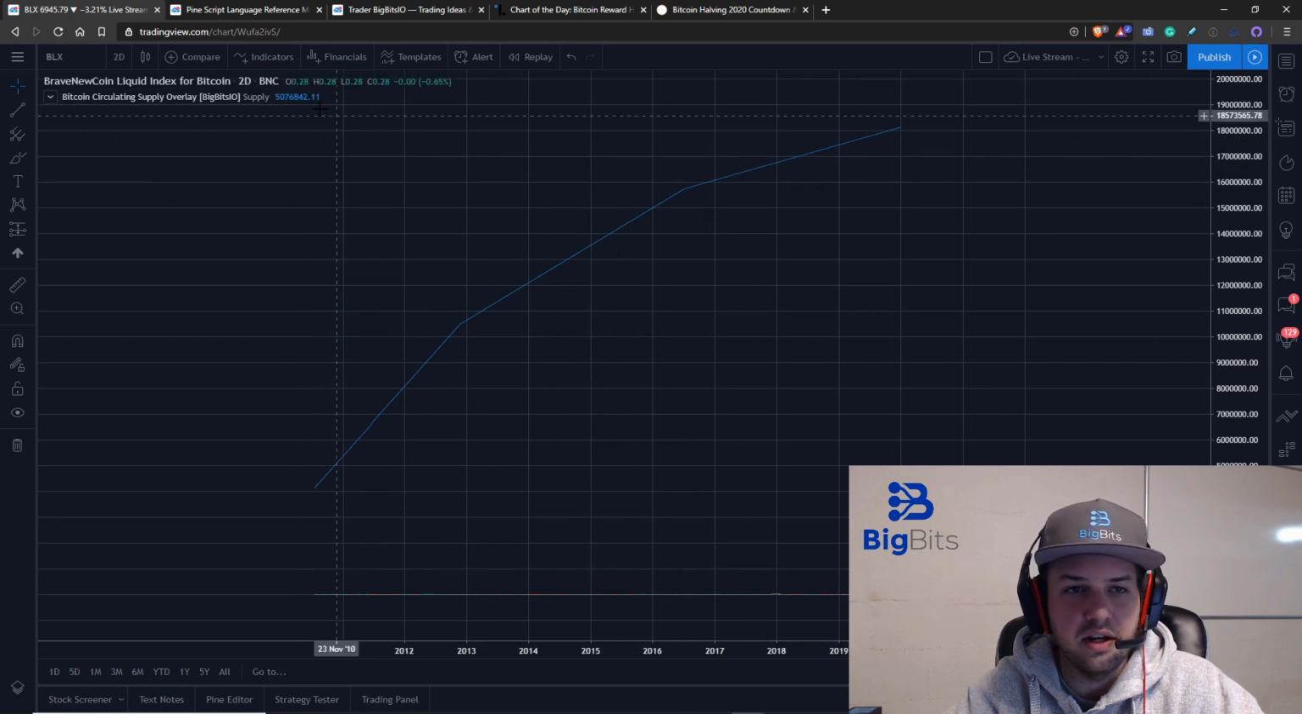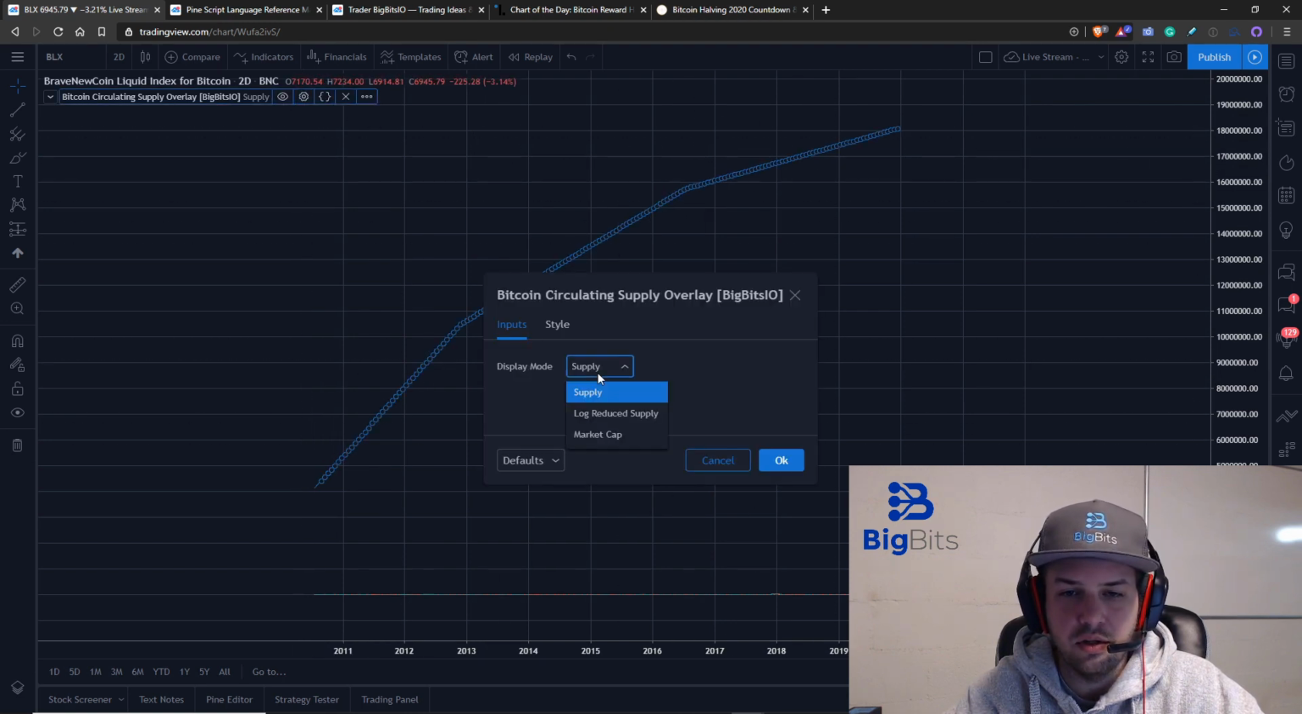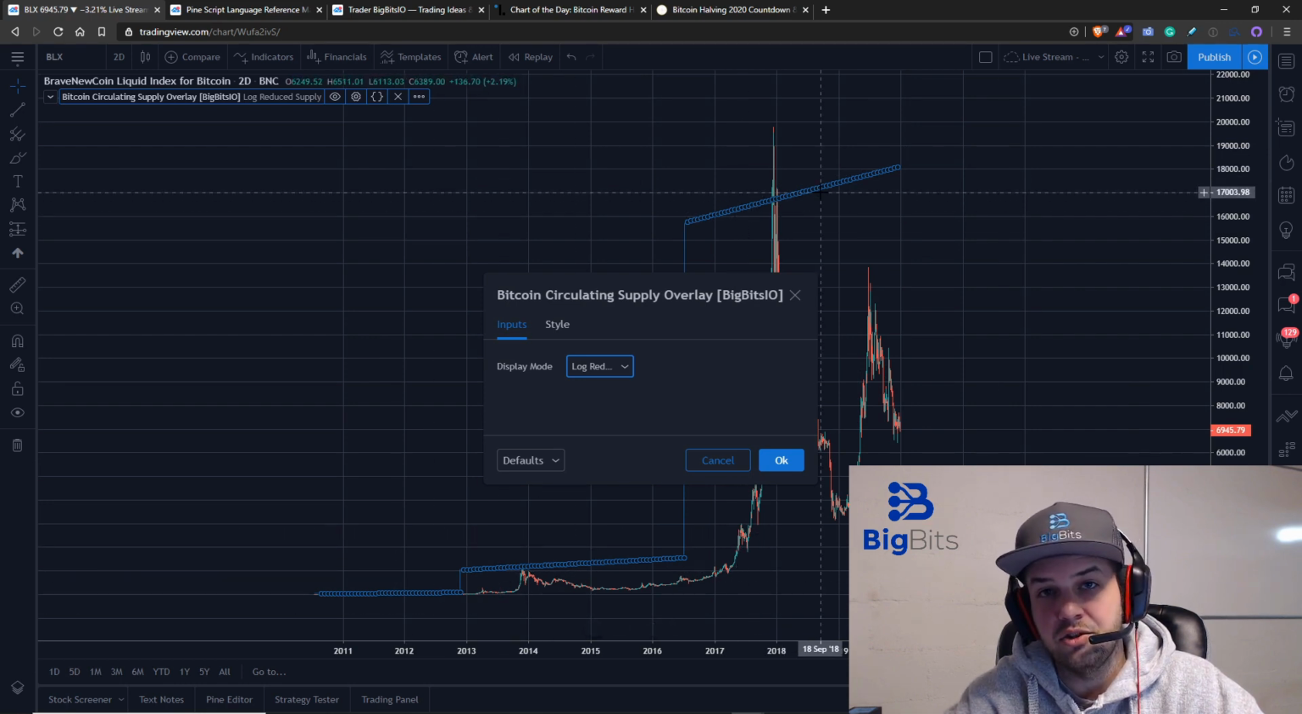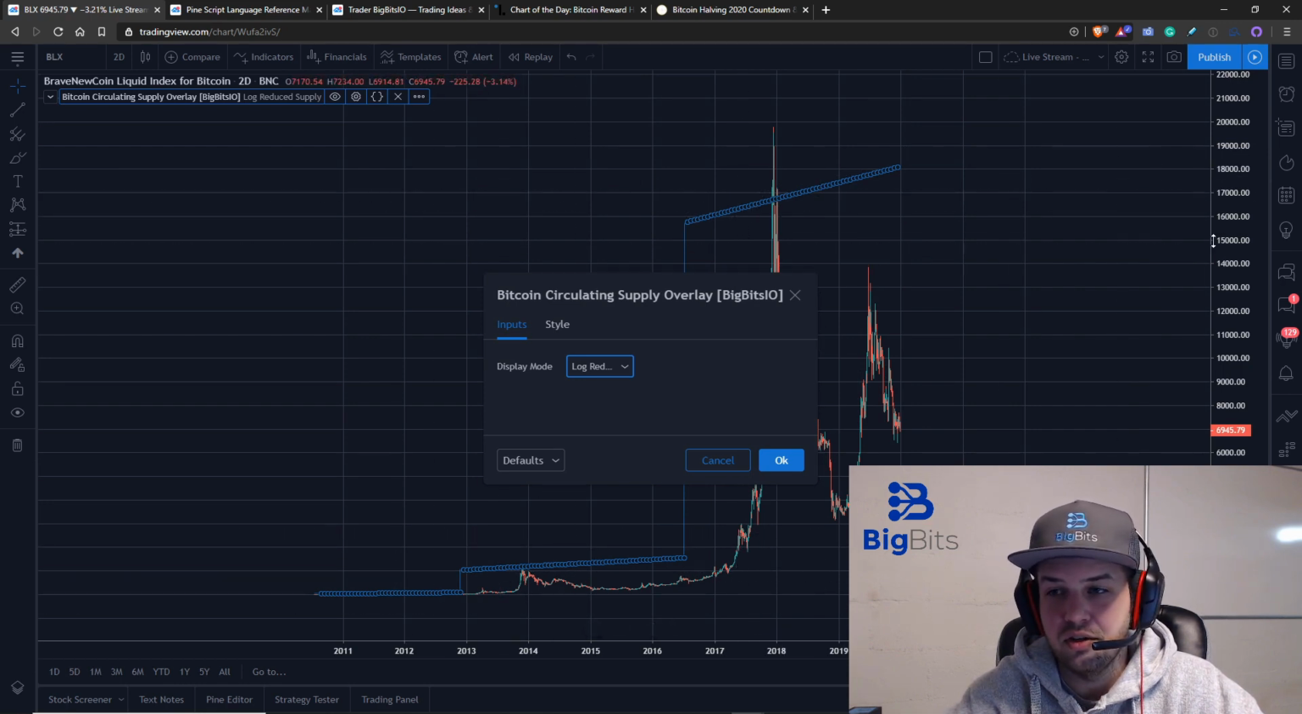This, of course, is a circulating supply. I added a few options. I'll go over those really quick. We also have a log reduced supply. You can see that really reduced those numbers and actually put it on a scale similar to the price, and I'll show you how I did that in a little bit as well.